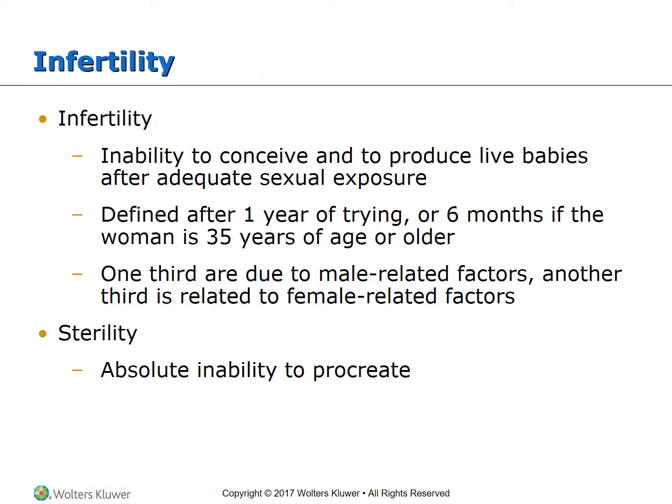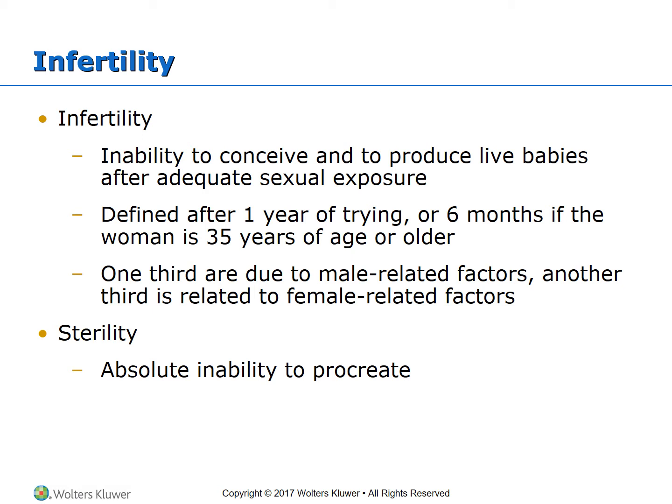Infertility. Up to 90% of infertility causes are treated with medications. Infertility is defined as the inability to conceive and produce live babies after adequate sexual exposure. It's defined after 1 year of trying, or 6 months if the woman is 35 years of age or older.